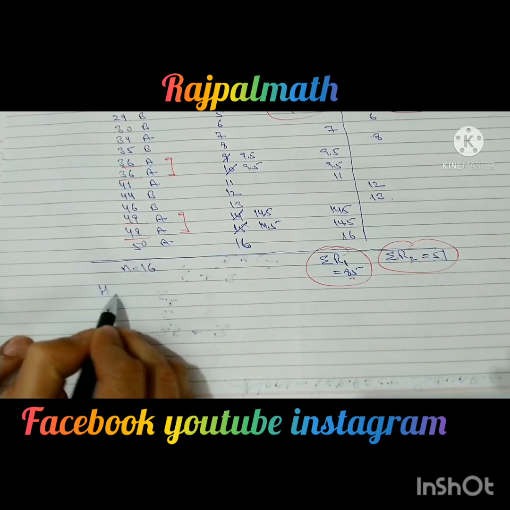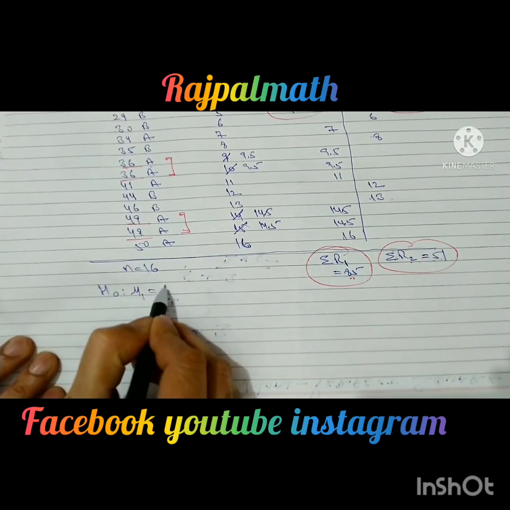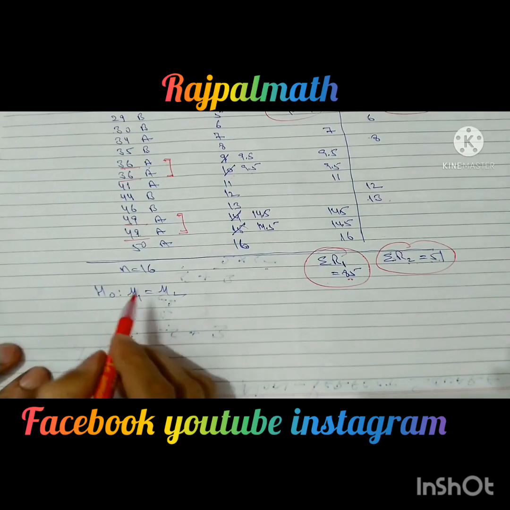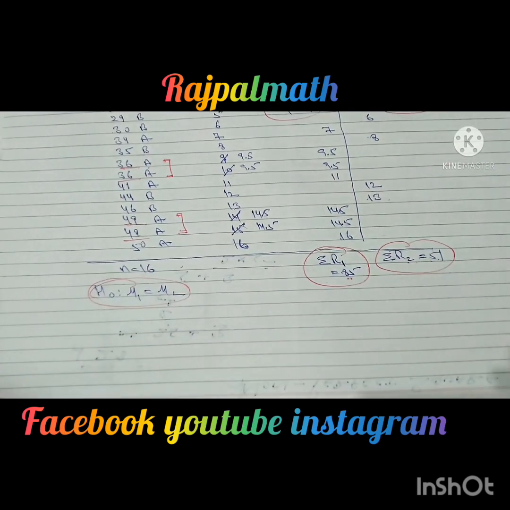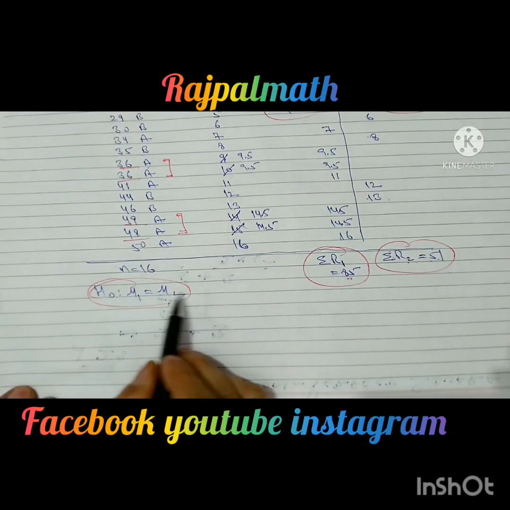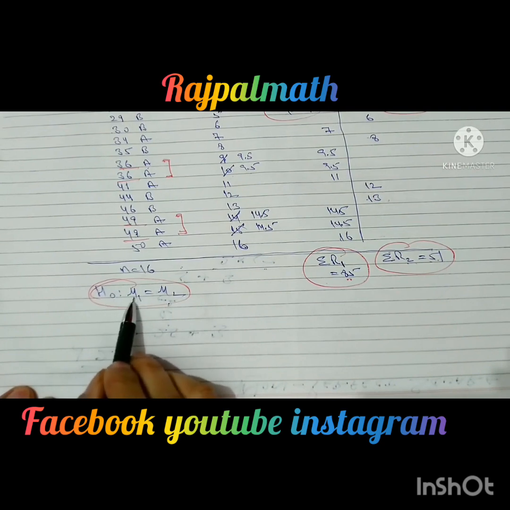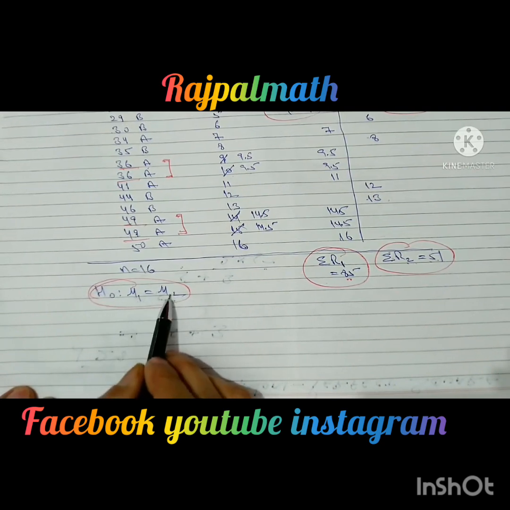Now take the null hypothesis, H0, such that mu1 equals mu2, meaning there is no significant difference in mean marks of the two groups. H0 is that mean marks of both the groups are equal, meaning there is no significant difference in the mean marks of the two groups.